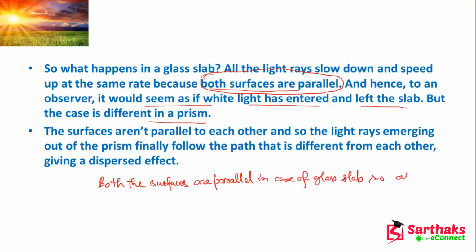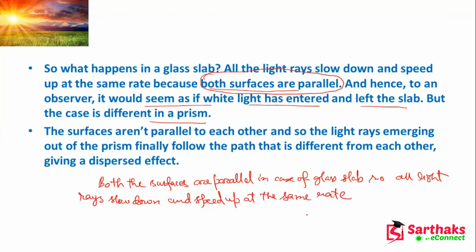So all light rays slow down and speed up at the same rate. That's why we cannot distinguish between all these colors. But the surfaces are not parallel in case of prism. So the light rays emerging out of the prism finally follow paths that are different from each other, giving the dispersed effect.